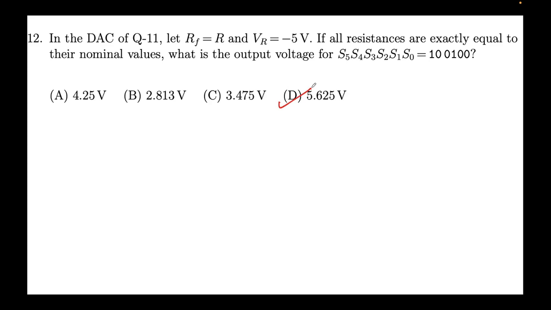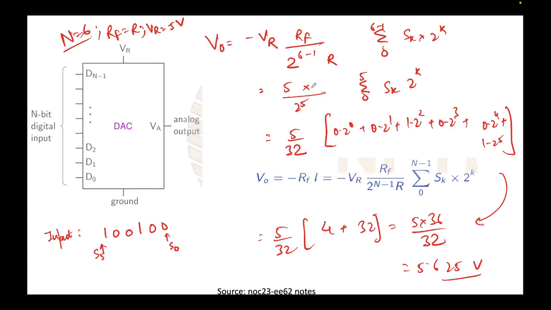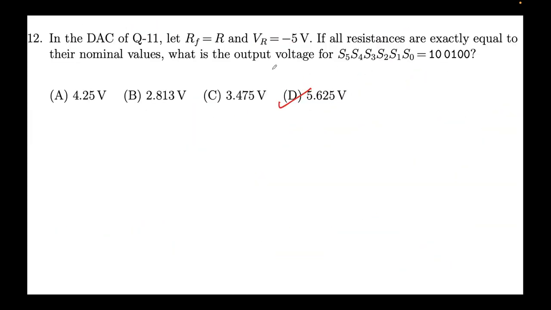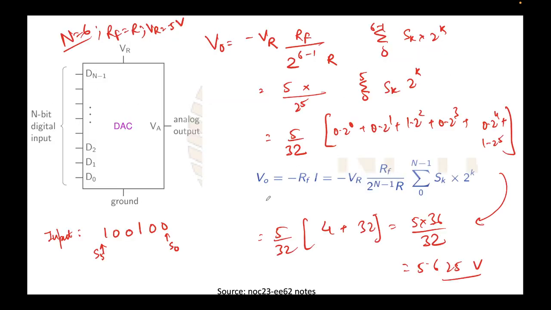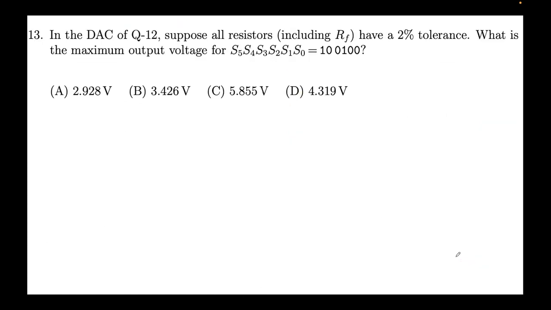Let me just summarize what we had done in this problem. We were given these values, and for this input we are required to find the value of the output. A straightforward problem, and we already knew the expression for the weighted resistor DAC. This is the expression, and we simply put in the values. This was the input that was given to us: S0 was 0 and S5 was 1. Put these values here, we got our answer. Alright, moving forward now.